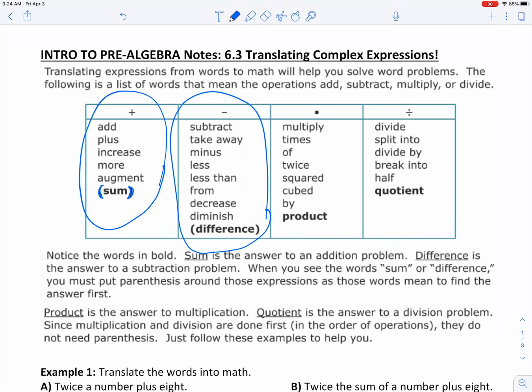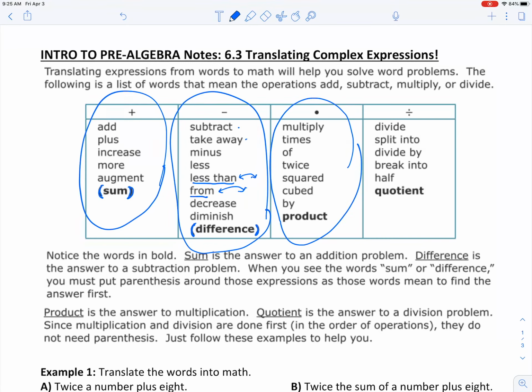Okay, these words mean subtract. We have subtract, take away, minus, less than, from, decrease, diminish, and difference. And difference is another word that we oftentimes put parentheses around. I also want to speak about less than and from. Both of these words, I'm going to call them turnaround words because what they mean is I flip the words around, and we're going to talk about that later on in our lesson. So I'll speak more to that later.